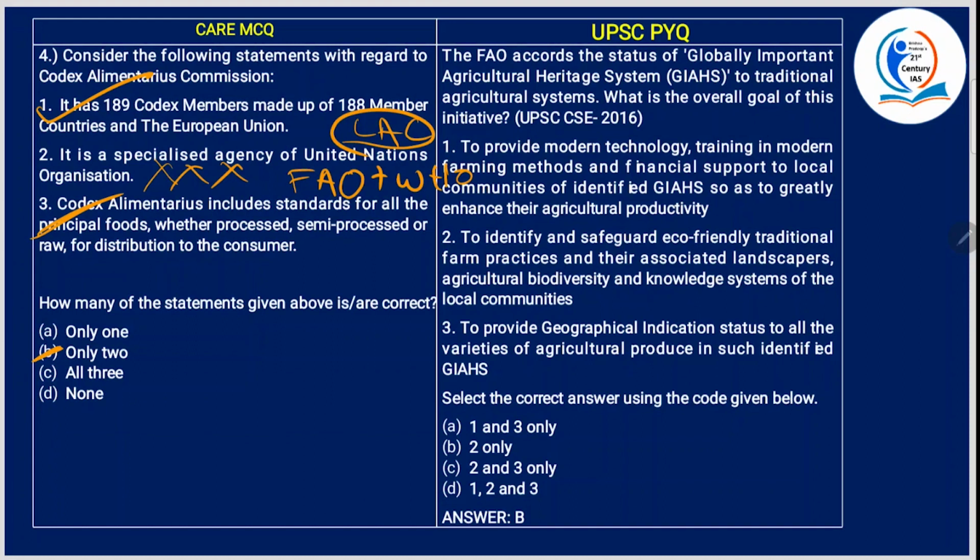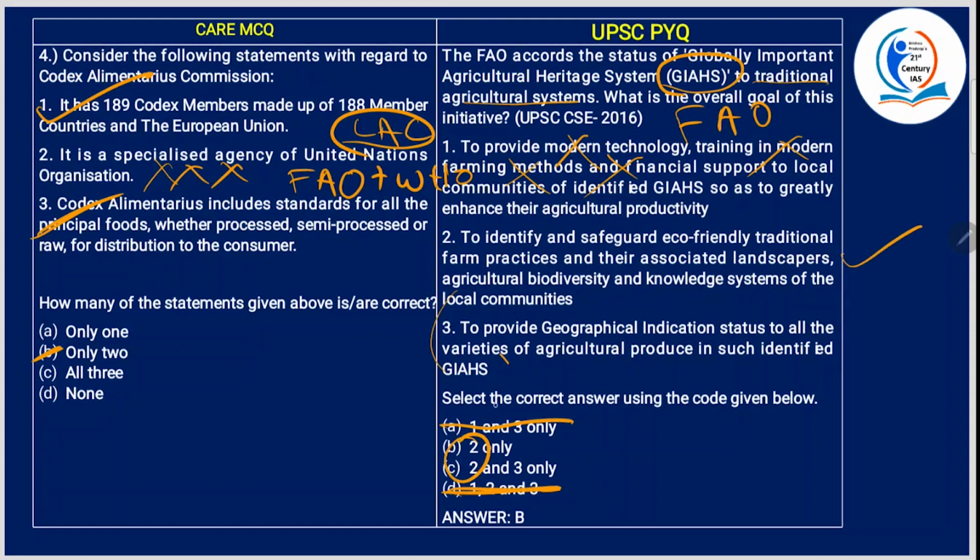Now, the FAO accords the status of Globally Important Agricultural Heritage System, GIAHS, to traditional agricultural systems. What is the overall goal of the initiative? See, this Globally Important Agricultural Heritage System was started by FAO to safeguard and support the world's agricultural heritage systems. So here, to provide modern technology training, no. It is having interest in what? Traditional agricultural systems. So this is gone outright. So the first option and fourth option are gone. 2 is common, which means 2 is absolutely correct.